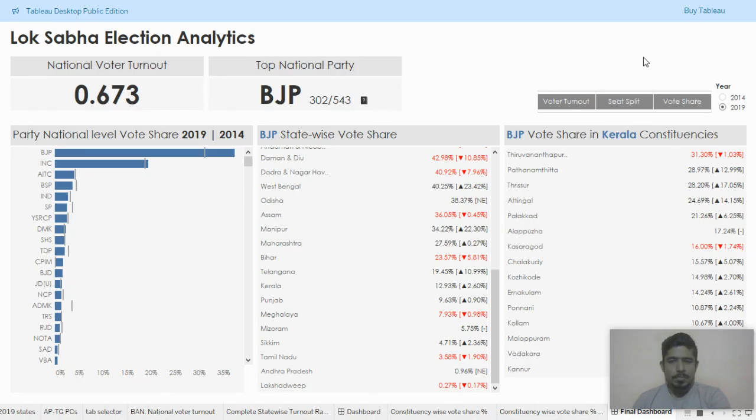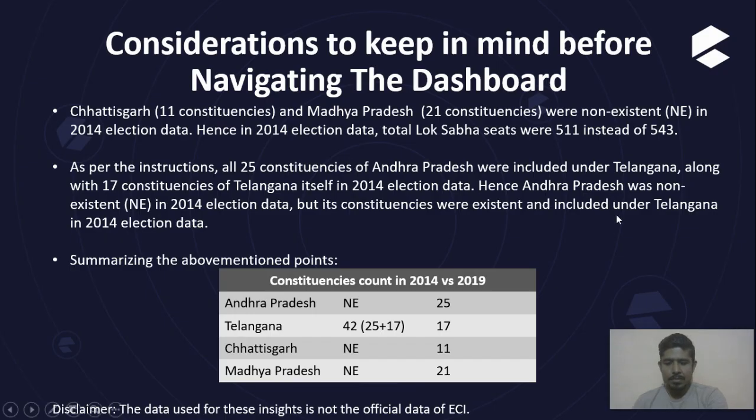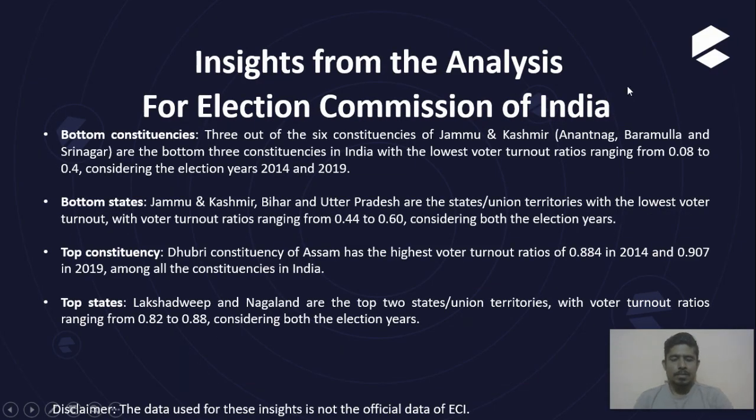Now moving on to the insights and recommendations. First of all, let me present some insights for Election Commission of India. Considering the bottom constituencies, 3 out of 6 constituencies of Jammu and Kashmir, that are Anantnag, Baramulla, and Srinagar, are the bottom three constituencies in India with lowest voter turnout ratio of 0.08 to 0.4, considering the election years 2014 and 2019.